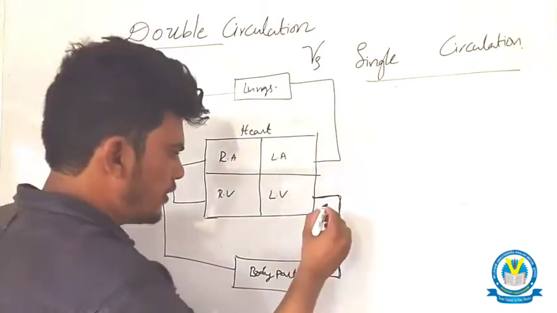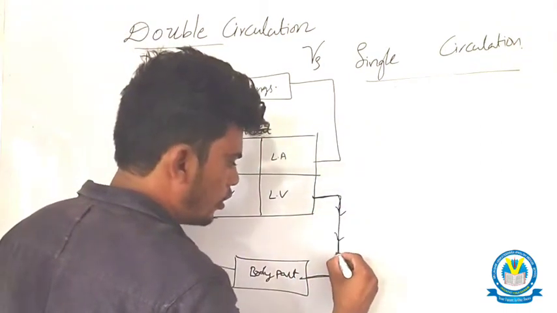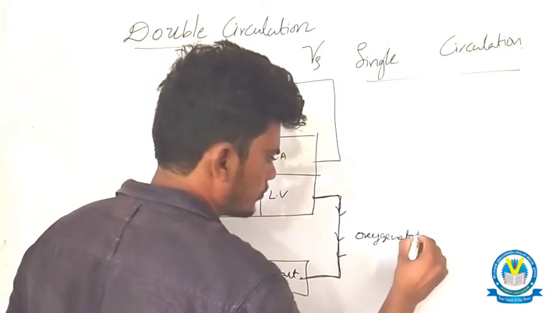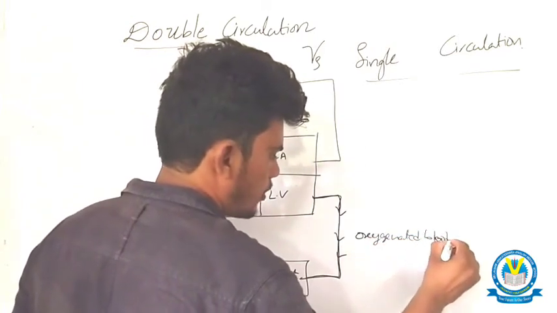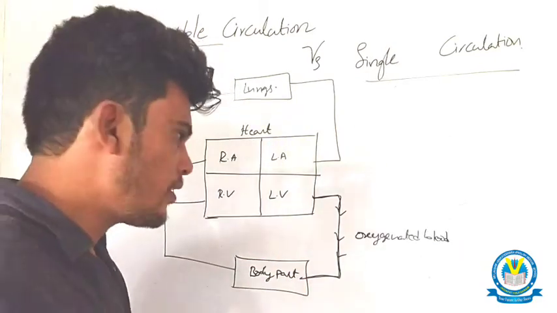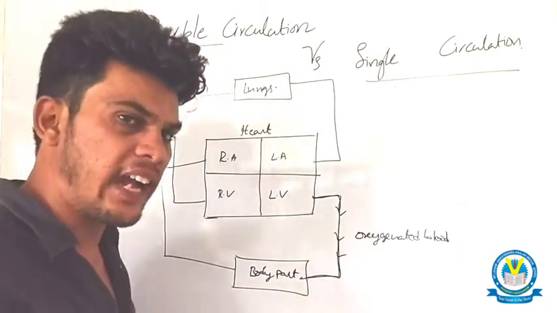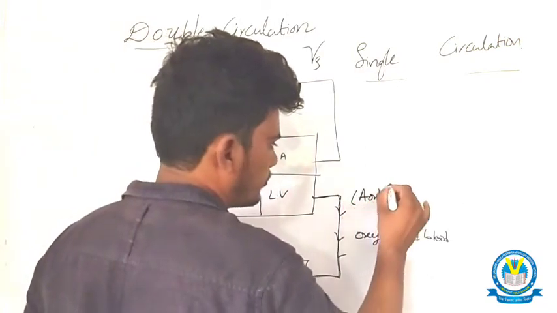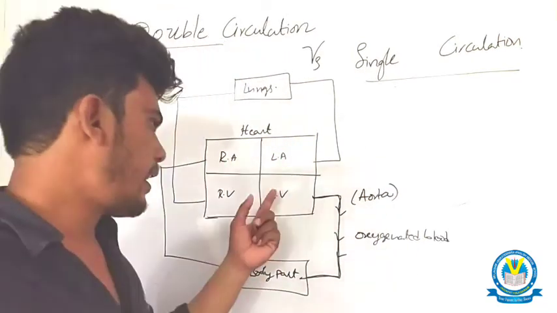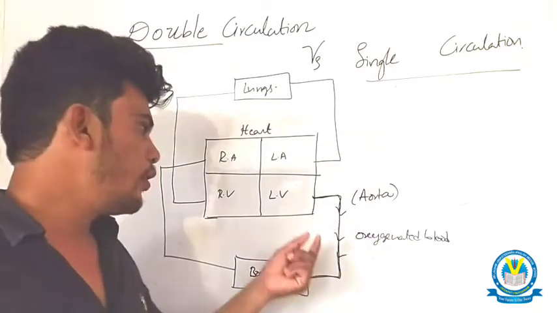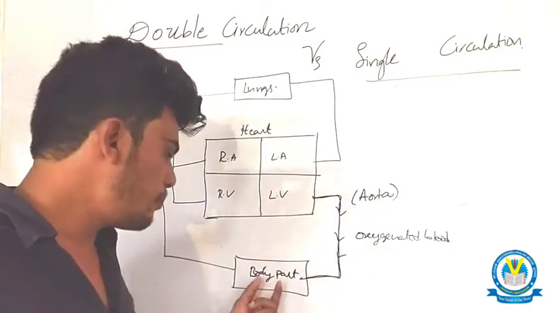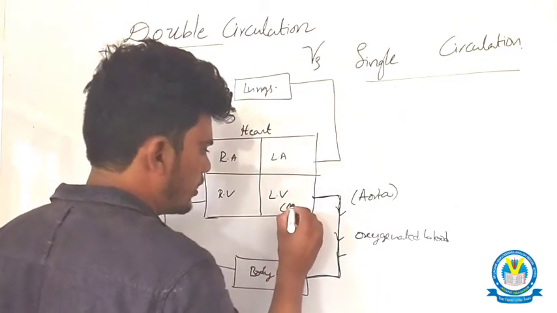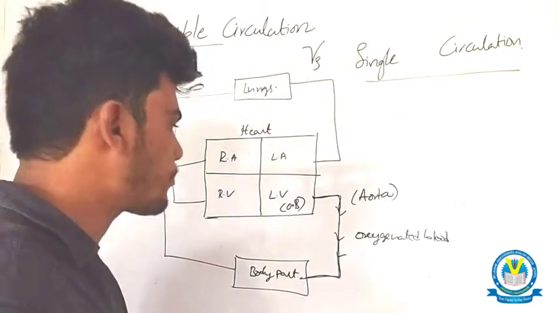So this vessel carries oxygenated blood to the body parts. As you know, the biggest artery is the aorta. So this aorta vessel carries oxygenated blood from the left ventricle to the body parts. Are you clear? That means it contains oxygenated blood, OB.